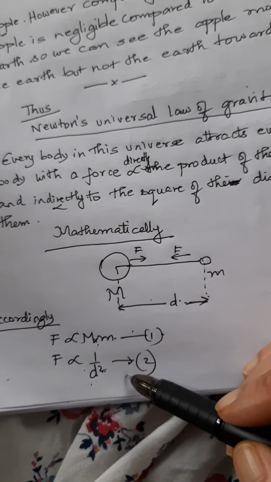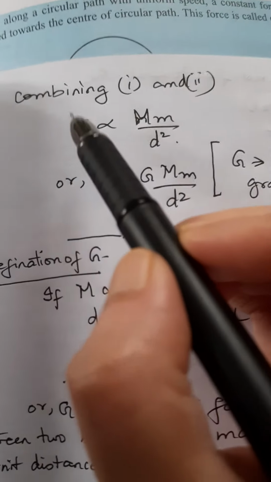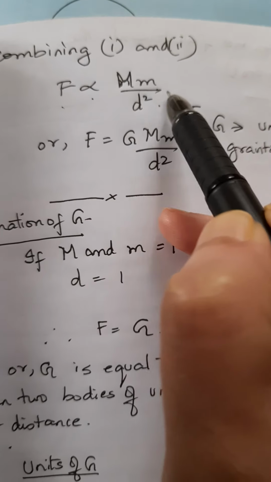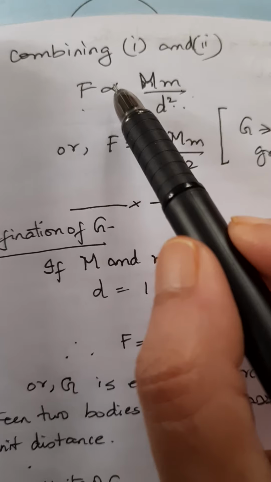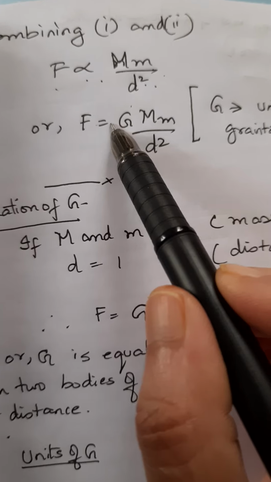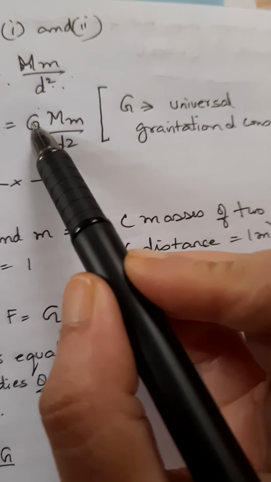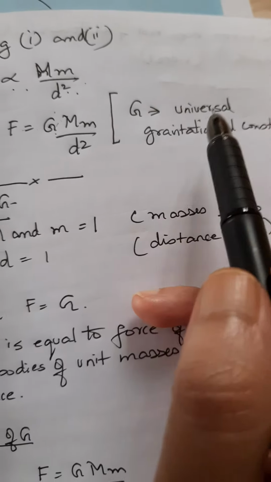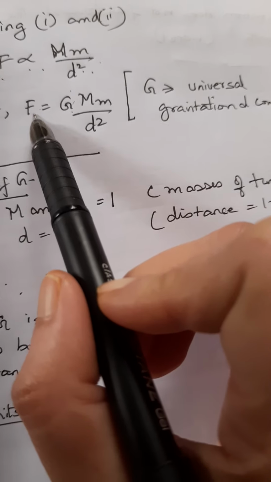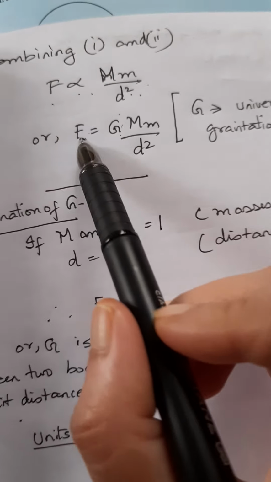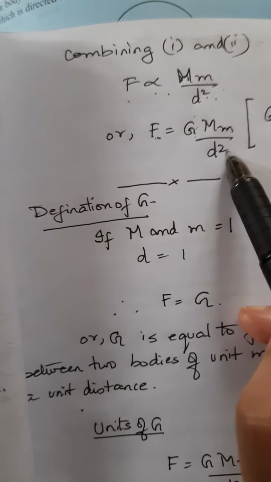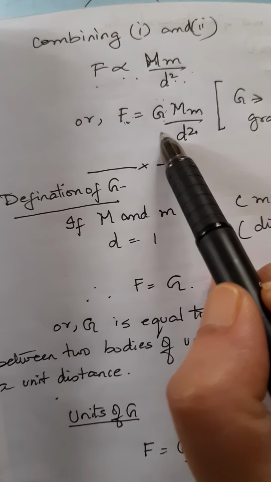Now combining 1 and 2, we get F is directly proportional to M multiplied by m divided by d square. If I have to remove the sign of proportionality, it will be replaced by an equal sign, and I have to multiply it with a constant. This constant is G, which is the universal gravitational constant. So I get, mathematically, Newton's universal law of gravitation as F is equal to G M m divided by d square.